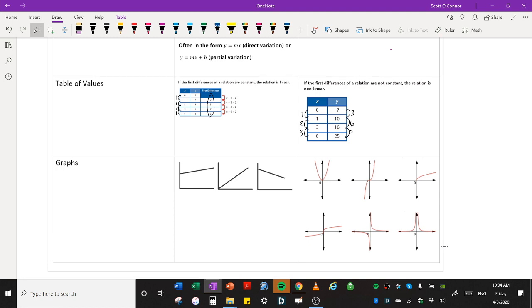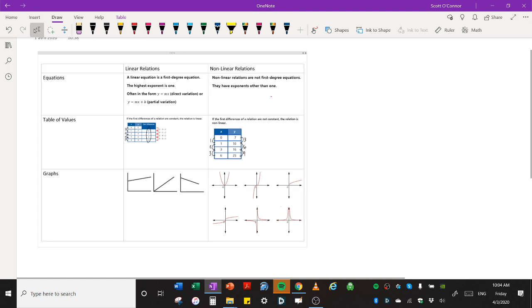Okay, so that really kind of sums up the differences between linear and non-linear relations as it pertains to their 3 representations as equations, tables of values, and graphs. And there will be a quick little Google form, or Google activity, for you to complete, just so you can be sure that you understand this basic concept.